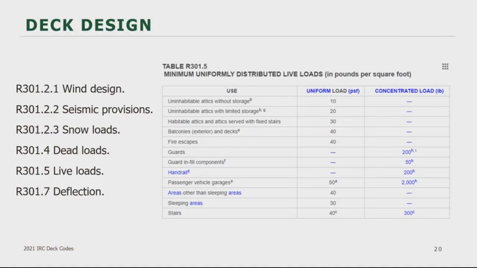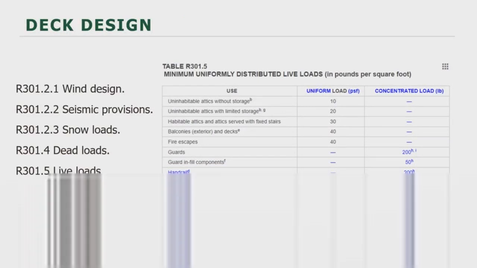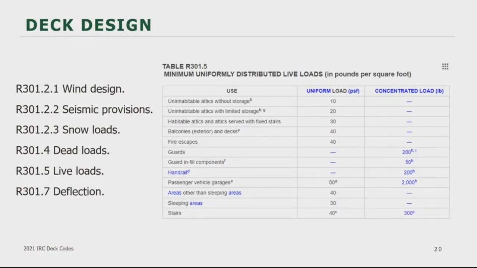R301.5 are other loads that act on a structure in the code. Loads in this table which are important for decks are loads for guards, loads for guard fill-in components, loads for handrails, and loads for stairs. Keep in mind, some of these loads are a uniform load, some of them are a concentrated load, and some of them have provisions for both.